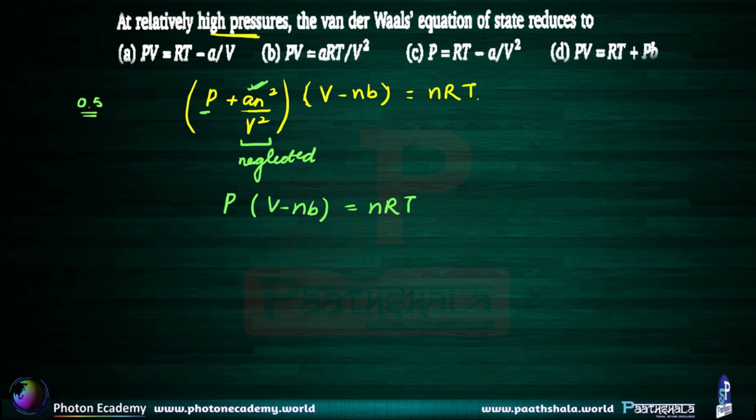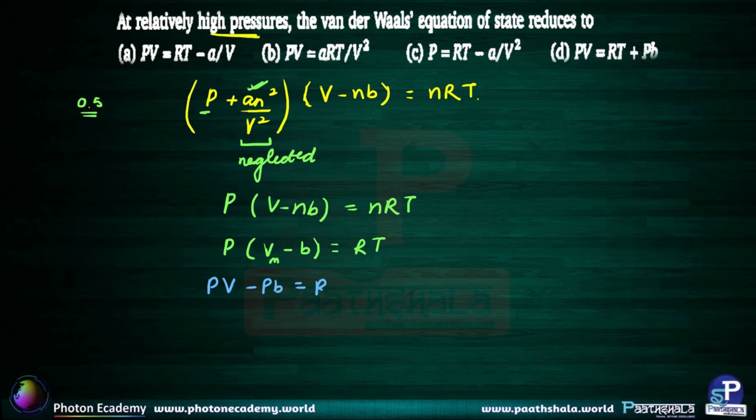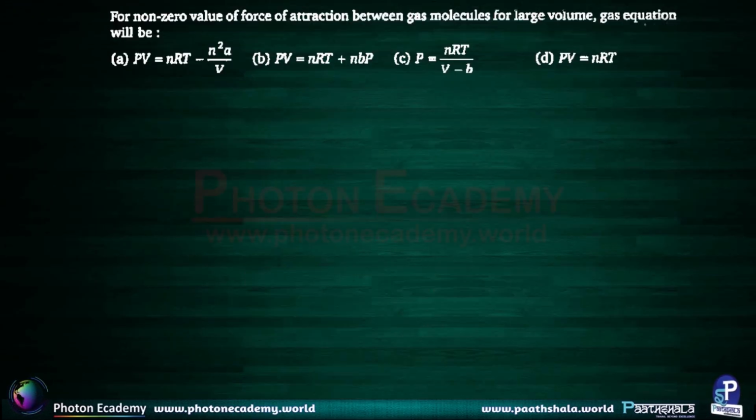And if we convert the volume into molar volume terms, it will be P(V molar − b) = RT, that is dividing by n on both the sides. Simplifying this equation, we can write PV − Pb = RT. Okay, and PV = RT + Pb. That is option D.